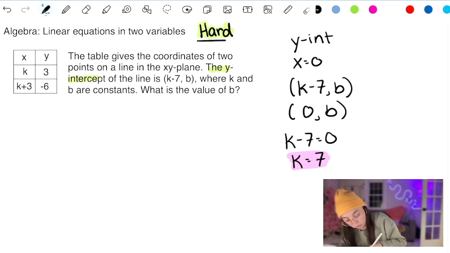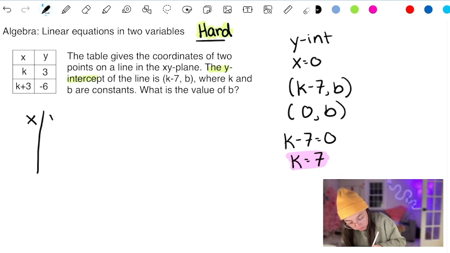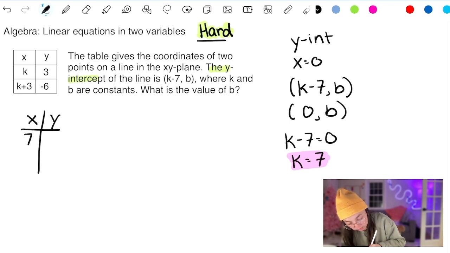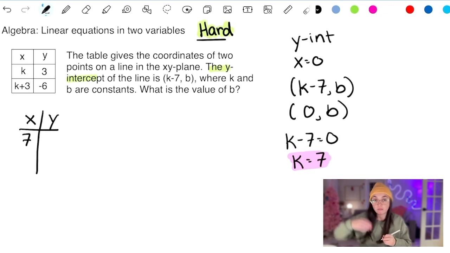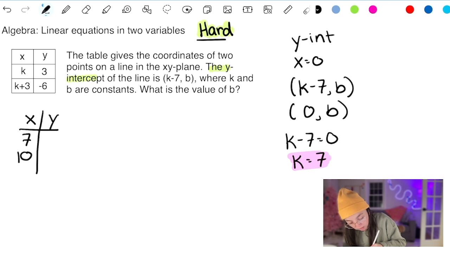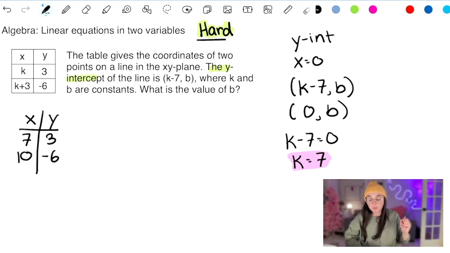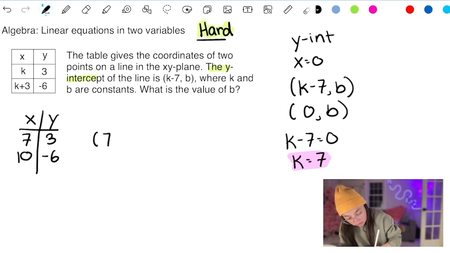Okay, so we're going to plug in 7 in our table. So we're going to end up with this right here. We're going to have 7. So 7 plus 3 is what? 7, 8, 9, 10. It's going to be 10. And then over here, 3, negative 6. Oh my goodness, this thing. So those are our new points. So these are essentially coordinate points on a line, okay? So for example, it's going to be (7, 3) and (10, negative 6).